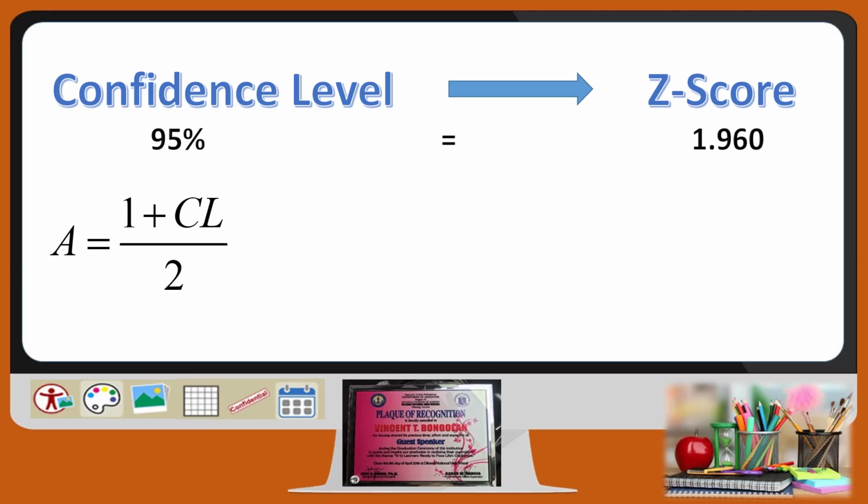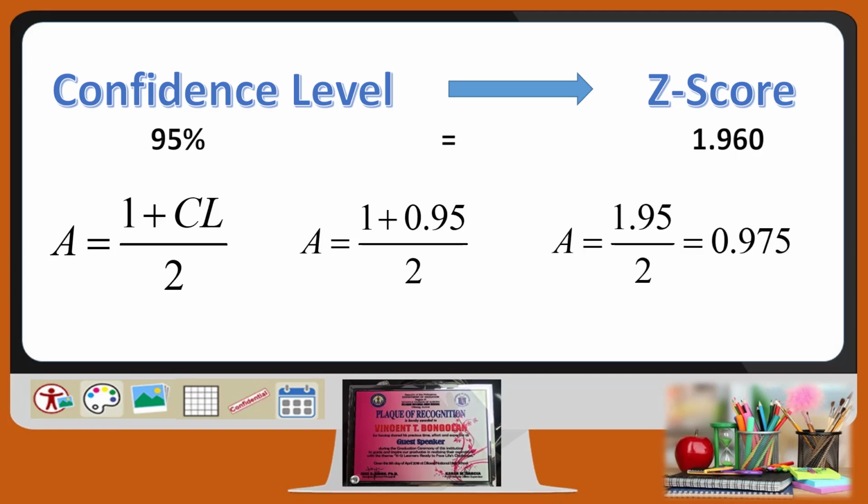To calculate, we will be using this formula: 1 plus the confidence level, divided by 2. Second is the substitution. Substitute 95% for the confidence level. Divide 95% by 100, and we get 0.95. Next, 1.95 divided by 2. So the area under the normal curve is 0.975. This is the first option on how to calculate the z-score.